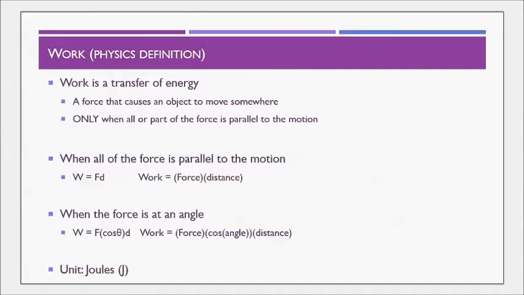So the physics definition of work is that it's a transfer of energy. And we have two requirements for work. We have to have a force that actually causes an object to move, and that force has to be at least somewhat in the direction of the motion. So for this first one, a force causes an object to move somewhere.